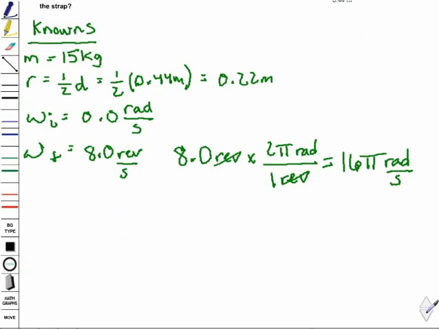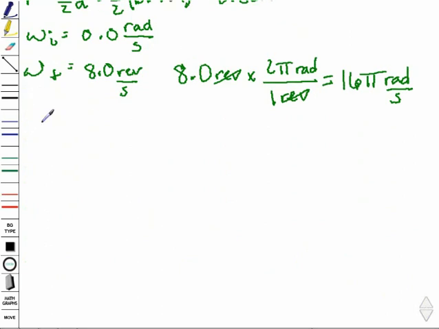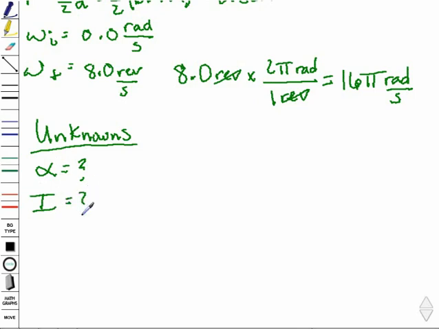Scroll down so we can list our unknowns. We next have to record our unknowns. In this problem, they're asking us to solve for the torque and the force. But in order to do that, we are going to have to solve for the angular acceleration, which is represented by alpha, the moment of inertia, which is represented by a capital I, tau is the symbol that's used for torque, and then, of course, F is the symbol for force.